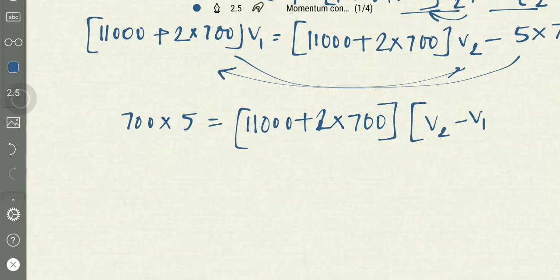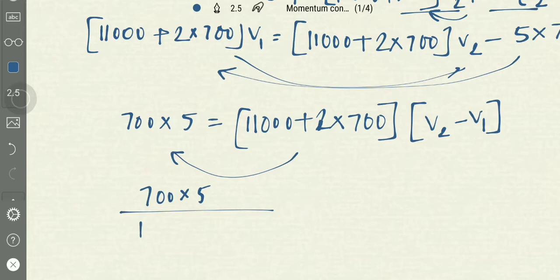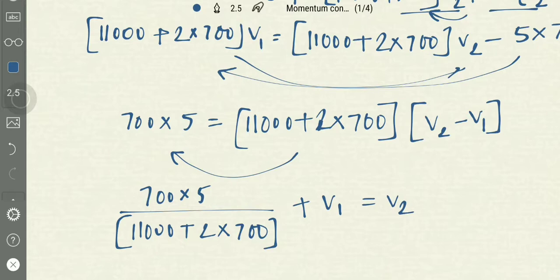So sending this to this side, 700 into 5 divided by 11,000 plus 2 into 700 plus V1 gives V2. Okay, this is V2.